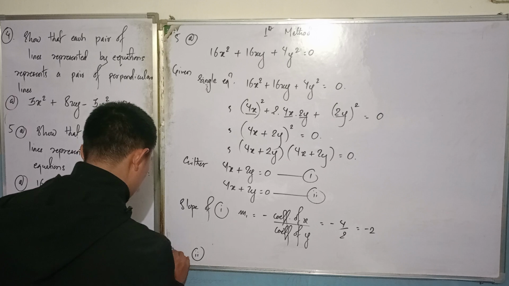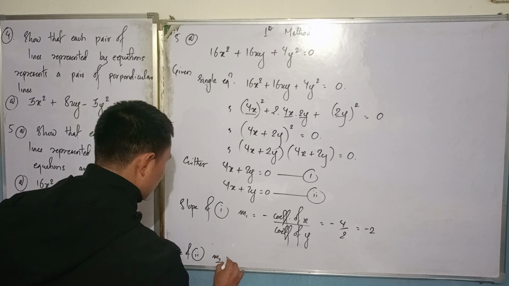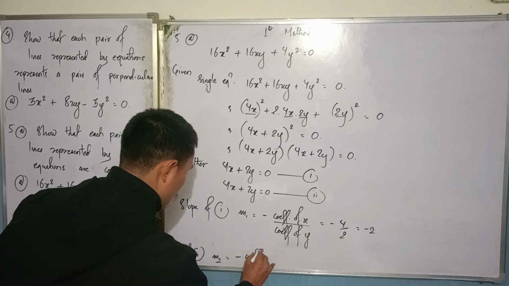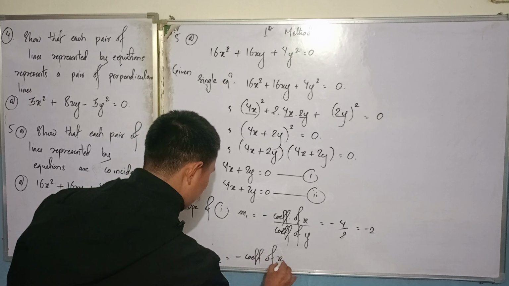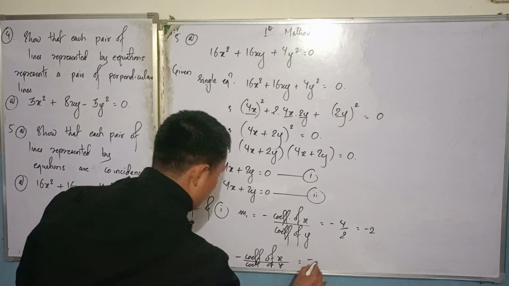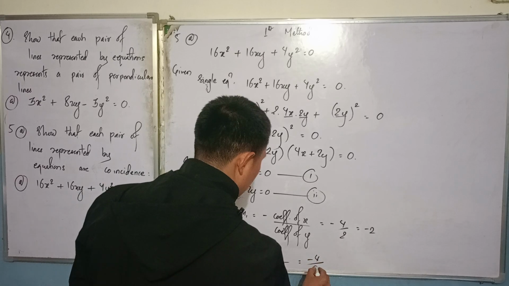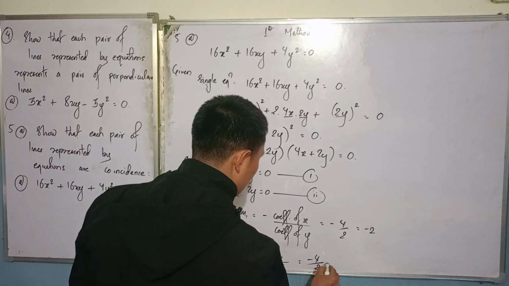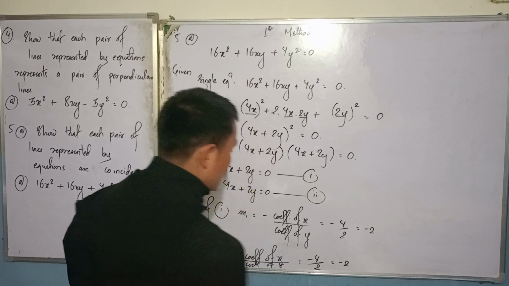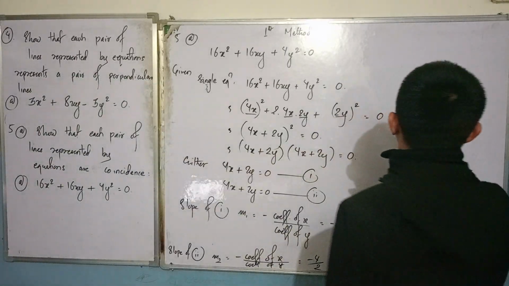Here also slope of II, m2, is minus coefficient of x divided by coefficient of y, minus coefficient of x here 4 and coefficient of y 2. Okay, here will be negative 2. So they both have the same slope here.